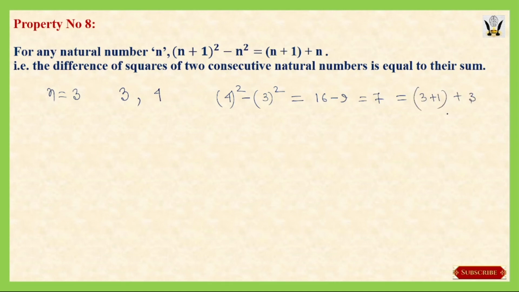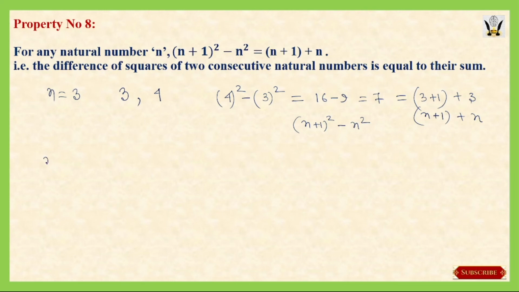And 7 can be further written as 3 plus 1, then plus 3. So 3 plus 1 is n plus 1, because we have already chosen n as 3. So it is n plus 1 and then plus n. And this is (n plus 1) square minus n square. And this is true for any two consecutive natural numbers.